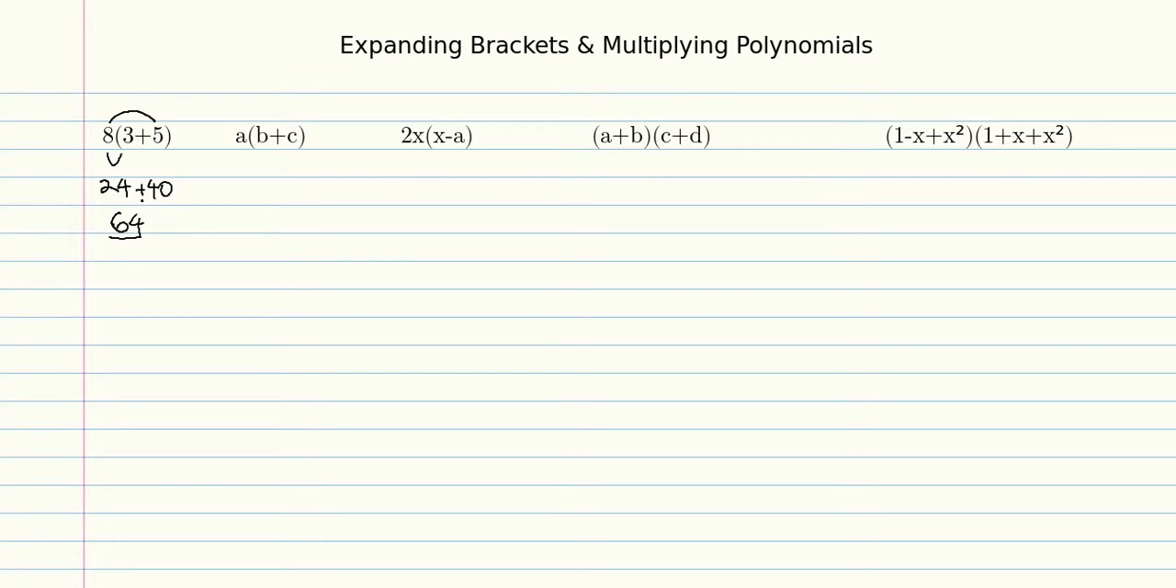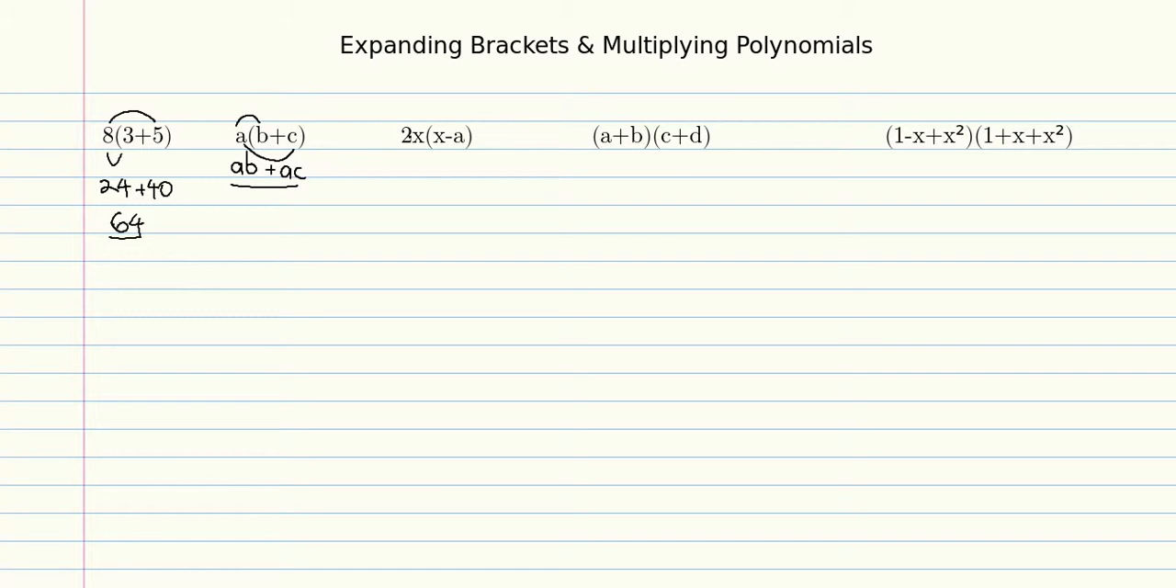So let's look at this using some algebraic formula. So instead of using numbers, we'll be using variables. So same thing again. So how do we expand this term here? So a times (b plus c) equals a times b plus a times c. And that's the answer there.